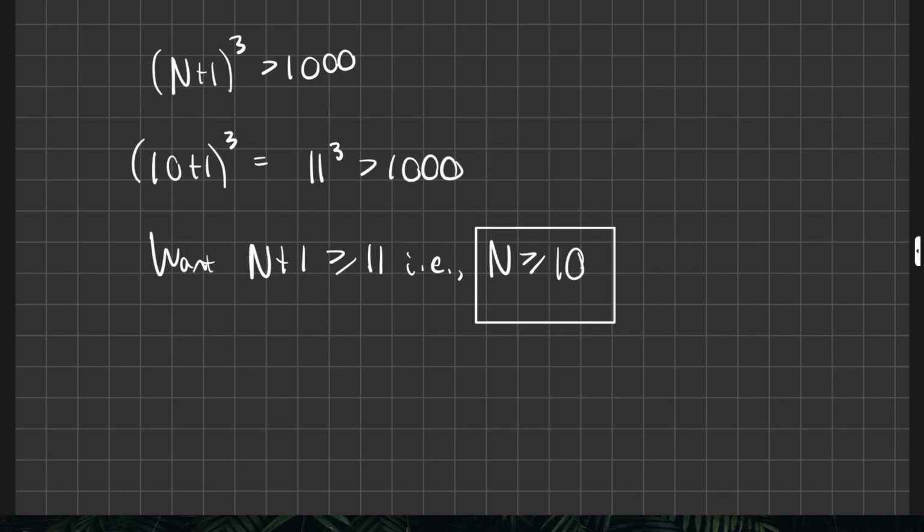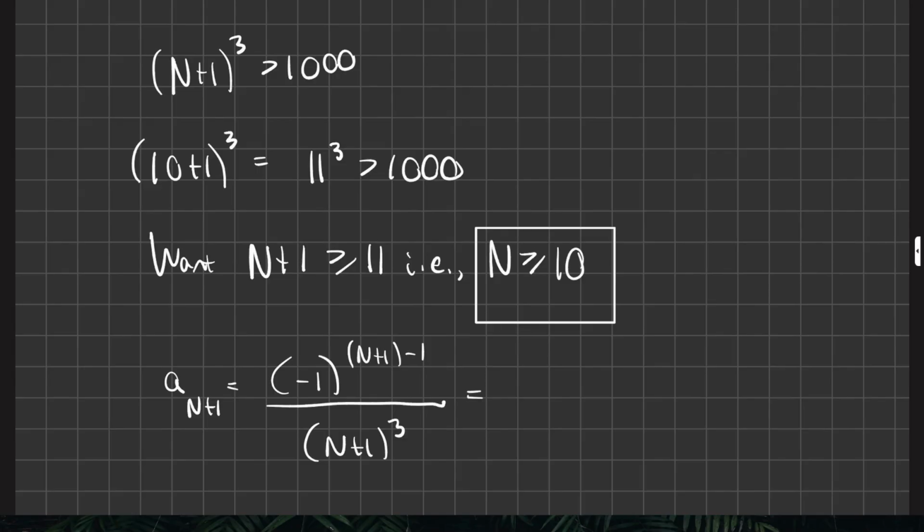And now what we'll do is put everything back in if we were to consider the actual alternating term. So again, we sub k for n plus 1. And just some nice algebra we can do is that this would become negative 1 to the k minus 1, but k is n plus 1, so n plus 1 minus 1 over k cubed, but k is n plus 1, so n plus 1 cubed. This is the same as negative 1 to the n over n plus 1 cubed.